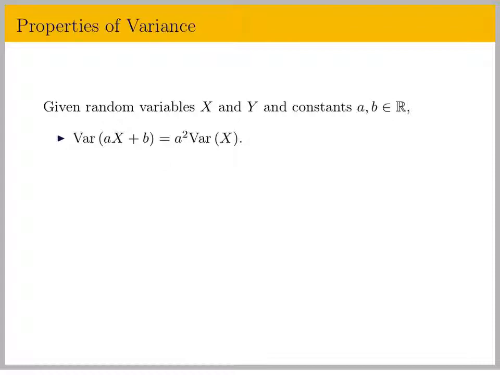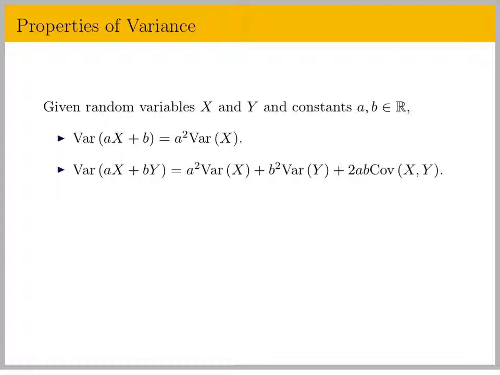So given a random variable x, what is the variance of a times x plus b? Well, it turns out that you can eliminate the b, and the constant a gets pulled out of the variance as in the expectation, but this time it's squared. So you get a squared times the variance of x.